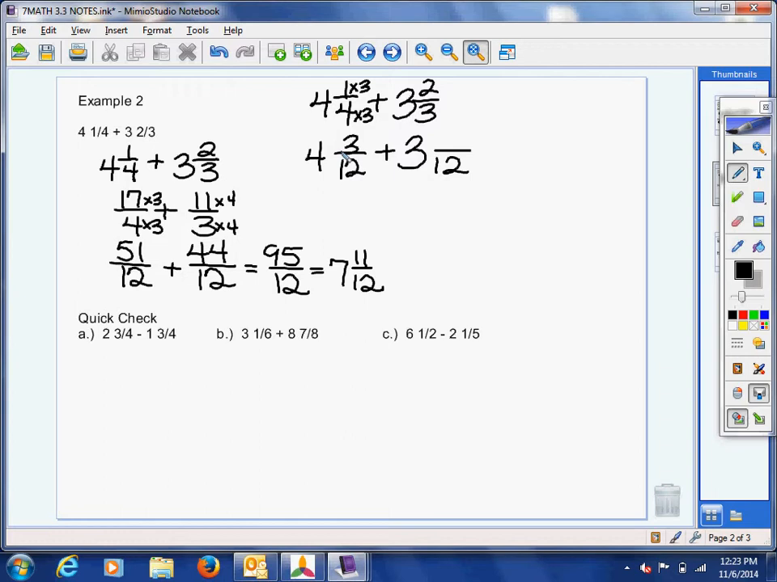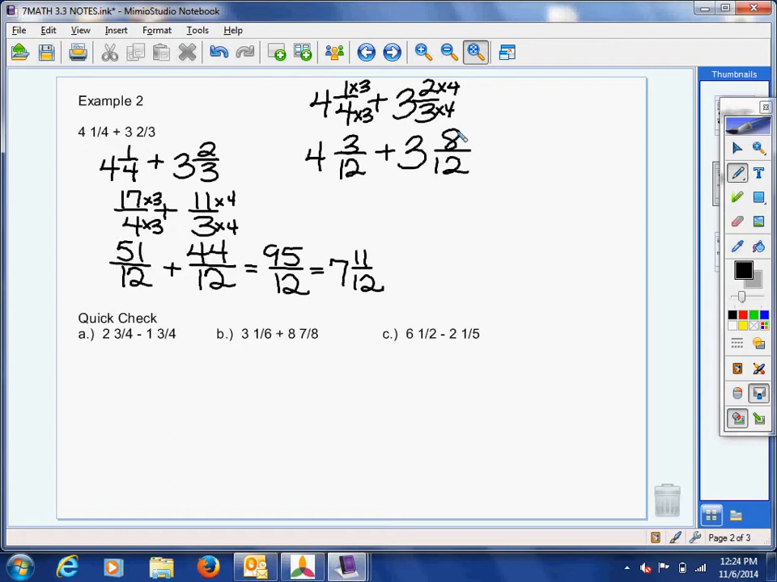We want that common denominator, all right? So we're going to multiply top and bottom in the second fraction by 4, so our second fraction will be 3 and 8/12. Okay? Now, you don't have to turn them into improper fractions. You don't have to. You can. I showed you how to do that over here. Okay? You can just add them up.